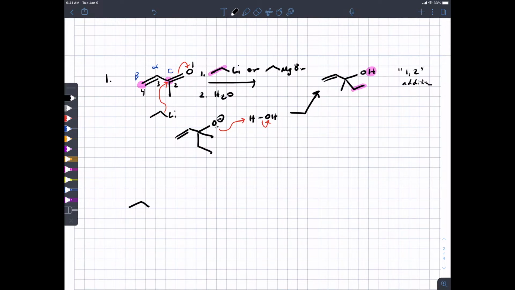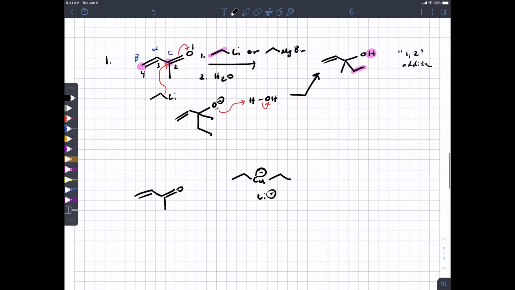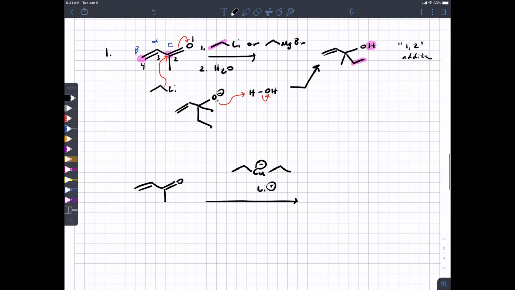What about cuprates? What do they do? Well, let's take the corresponding cuprate and react it with our alpha-beta unsaturated carbonyl compound starting material. And the product here is perhaps unexpected. The alkyl group adds to the beta carbon. Carbonyl carbon, alpha carbon, beta carbon. Here is the new bond that we make. And sometimes people call this 1,4 addition.